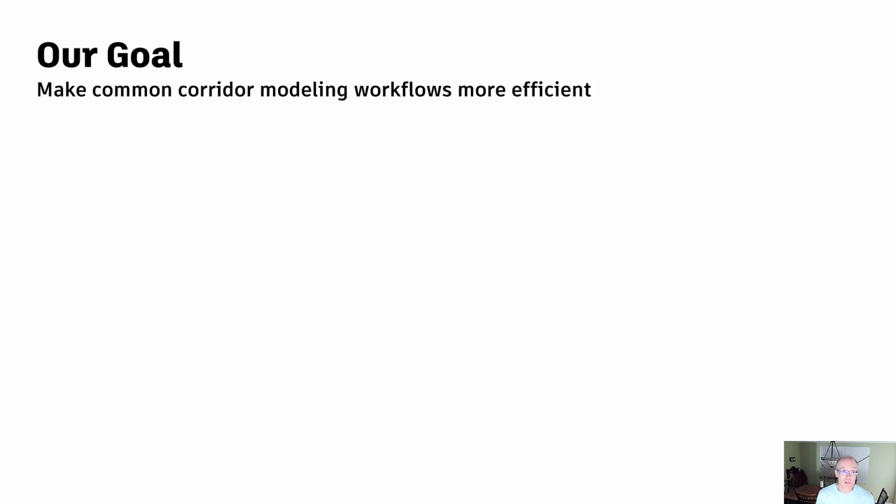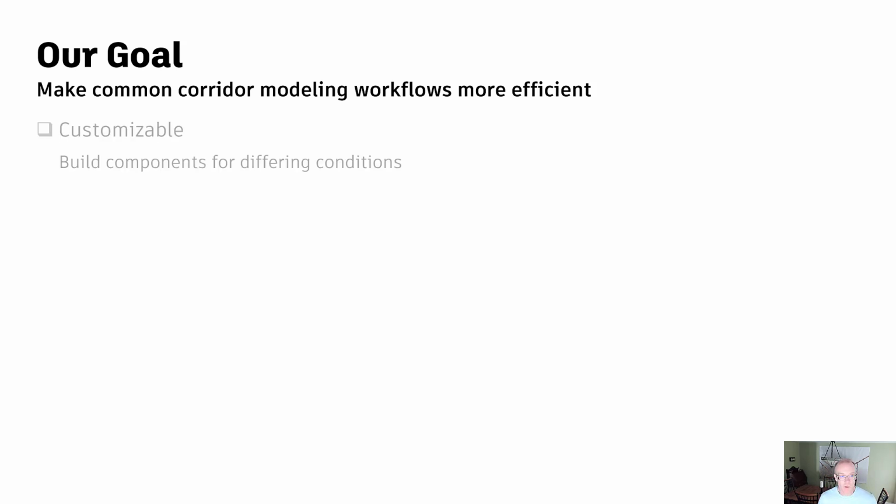As I mentioned before, it's all about making common corridor modeling workflows more efficient than they had been in previous versions of Civil 3D. So this is all about first reducing the number of picks and clicks that you had to do to accomplish common tasks, just getting the UI out of your way so that you could concentrate not on clicking through dialog boxes and switching between things, but actually spending your time designing your roadways and other things.